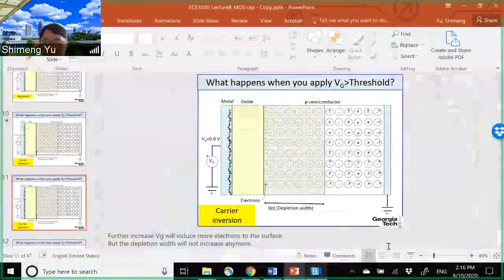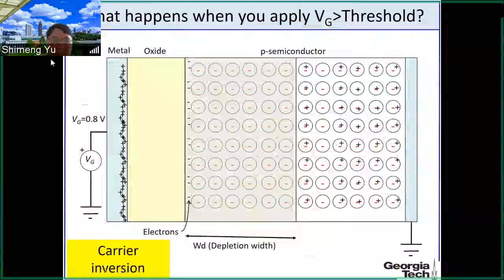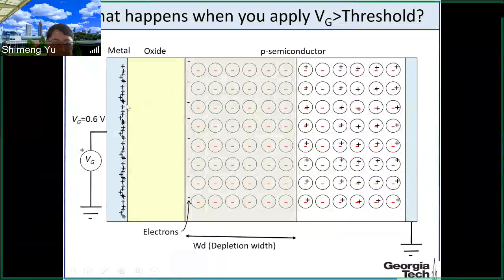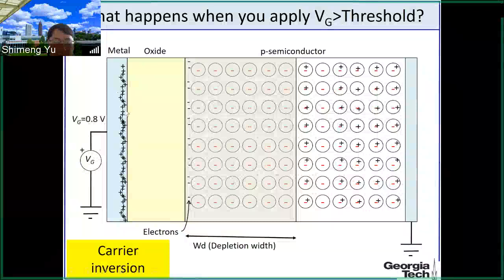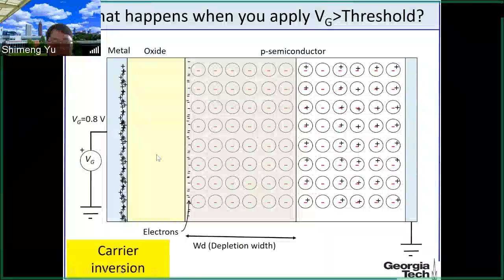All right, then let's continue. If we further increase the gate voltage above the threshold, then this is at the threshold, then above threshold, we are going to have more and more positive charge on the metal gate. As a result, we need more and more surface electrons. So you see here, you get more and more surface electrons to balance this.